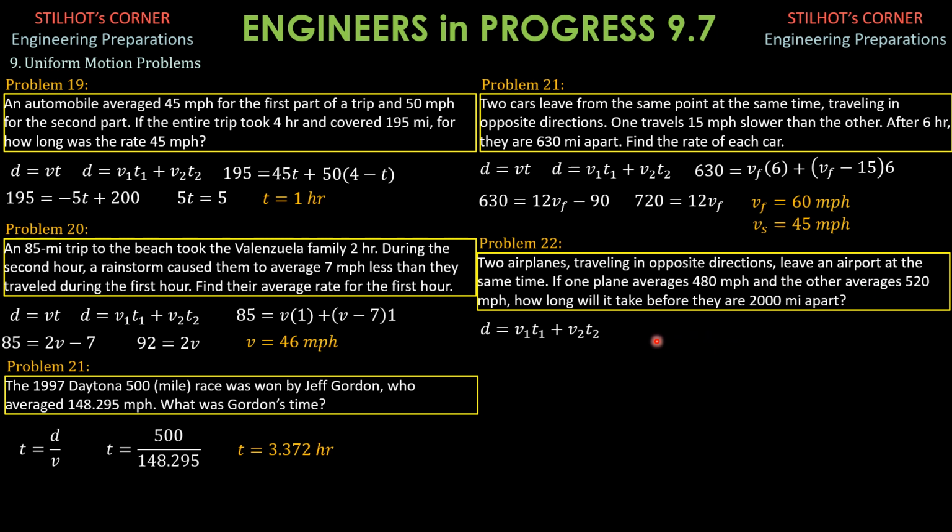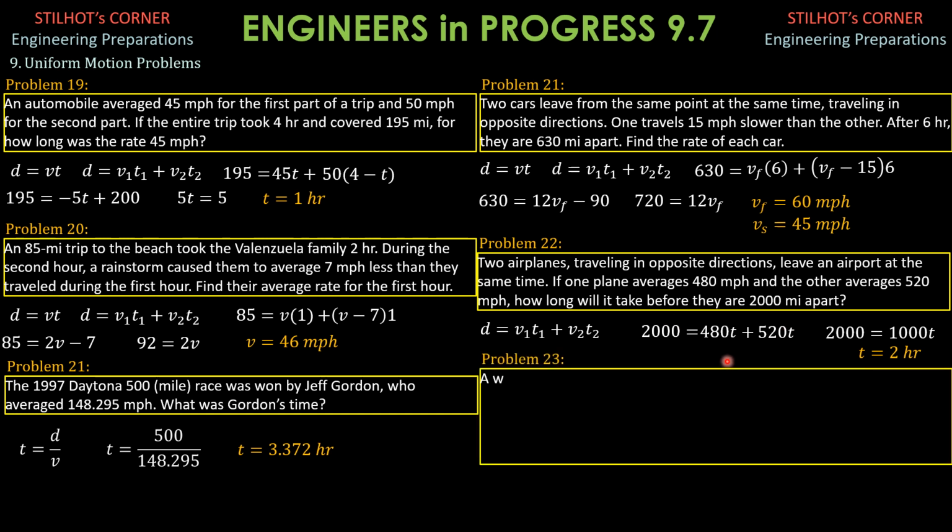So the time is the same because they leave at the same time. So we'll call that T. So 2000 equals 480 times time plus 520 times time. So 2000 equals 1000 T. So therefore T is 2 hours. So after 2 hours, the two planes will be 2000 miles apart.